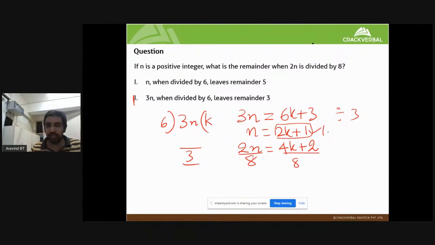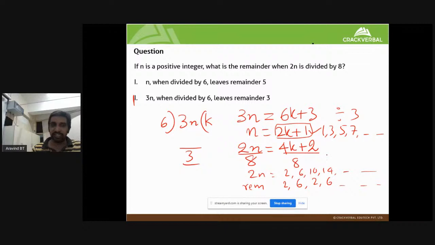So n is equal to 1, 3, 5, 7, and so on. Therefore, 2n is equal to 2, 6, 10, 14, and so on. You divide any of these numbers by 8, the remainders will be 2, 6, 2, 6. Same problem again. We have multiple remainders. So the second statement alone is insufficient again, which means we'll have to combine the statements.